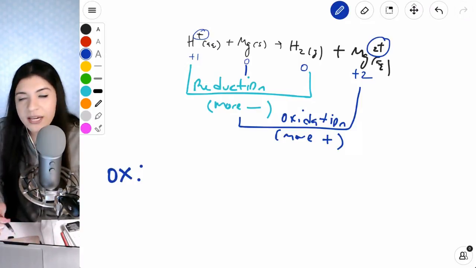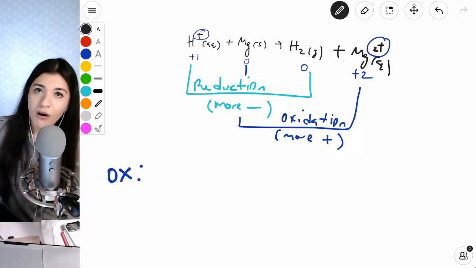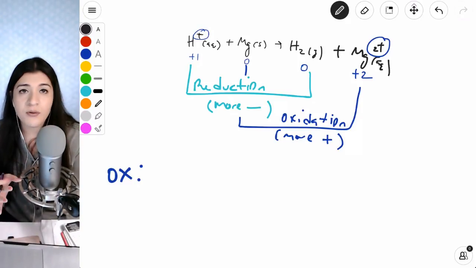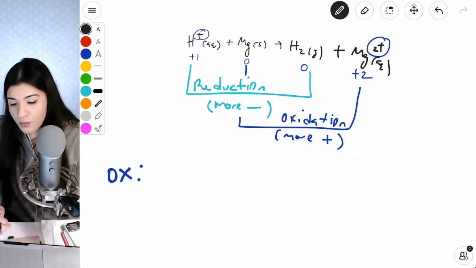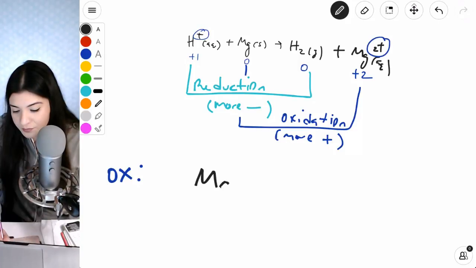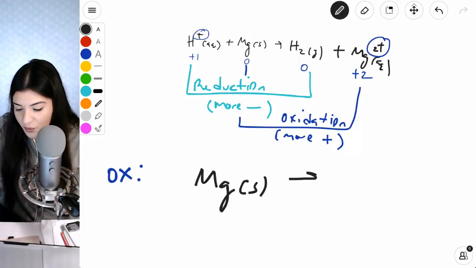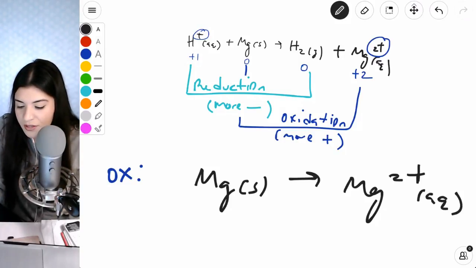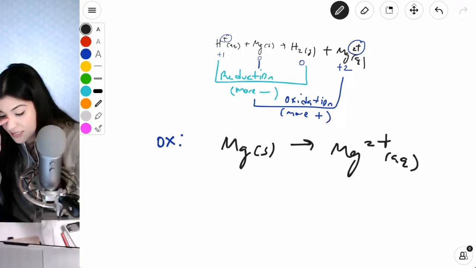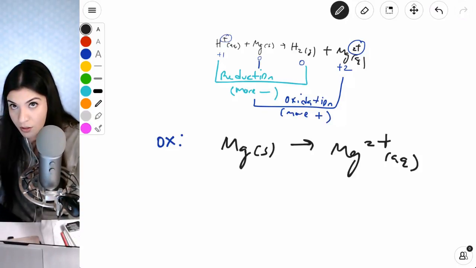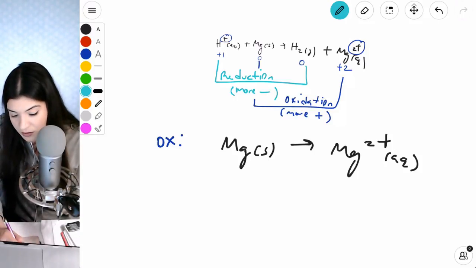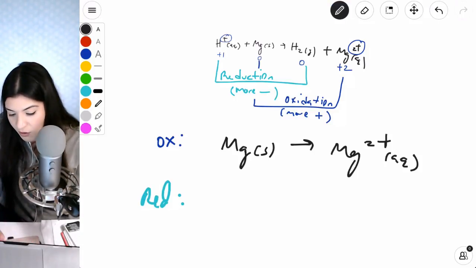And then what I'm going to do is I'm only going to place the elements or compounds or whatever we have that's only involved in oxidation. I don't care about reduction for this first part. So what I'll do is I'll just put magnesium in its solid, and then going to magnesium as an ion in its aqueous state. And then next, I'm going to do the same thing for reduction, everything that's just involved in reduction. So for reduction, the only thing involved is the hydrogen.